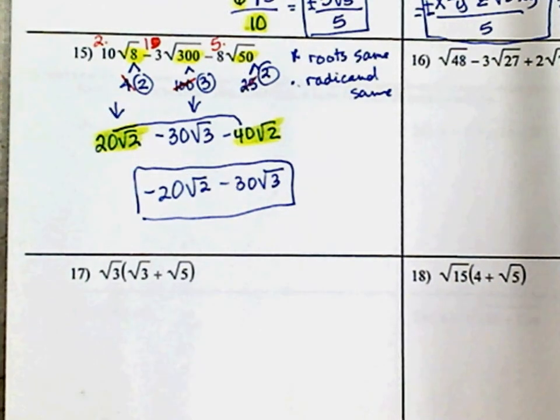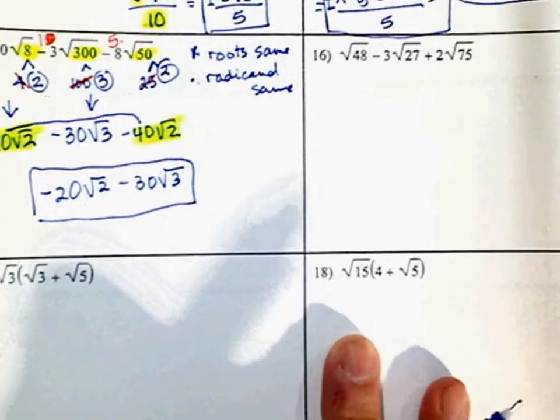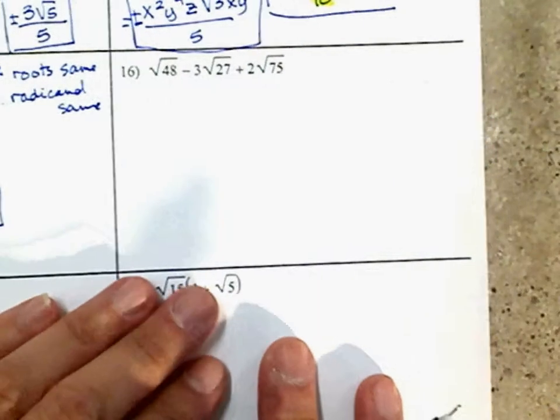Not too bad? All right. Number 16. Moving along. Okay. Same concept. Your roots and your radicand have to be the same. All right. Factors of 48.